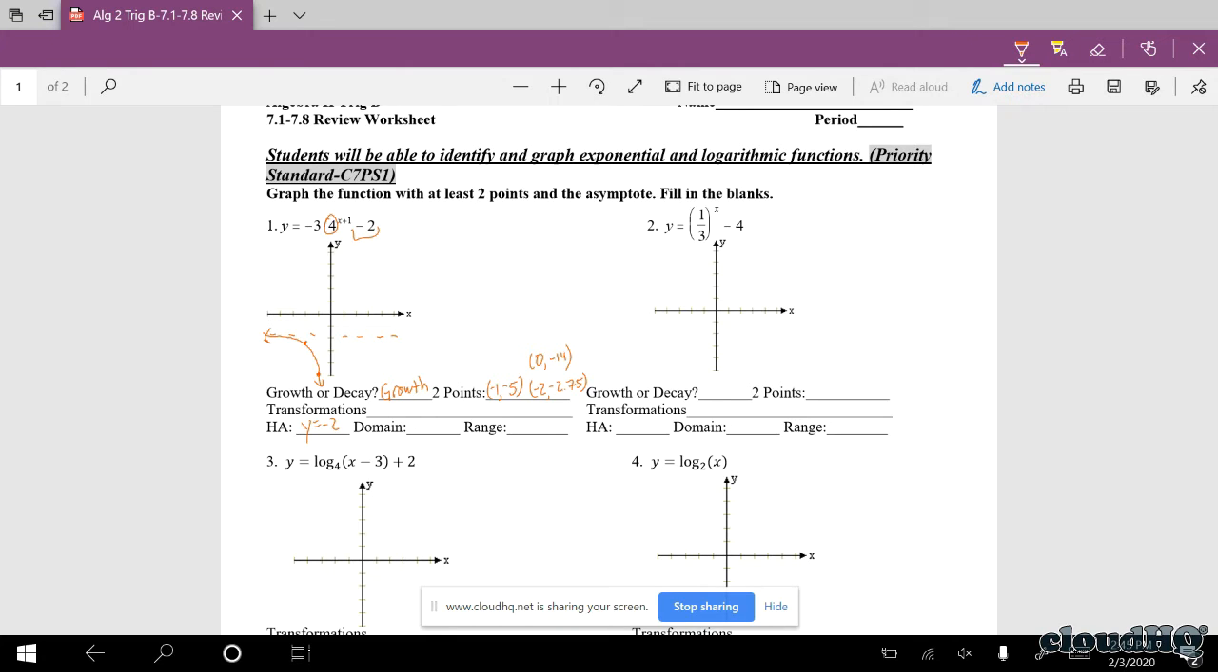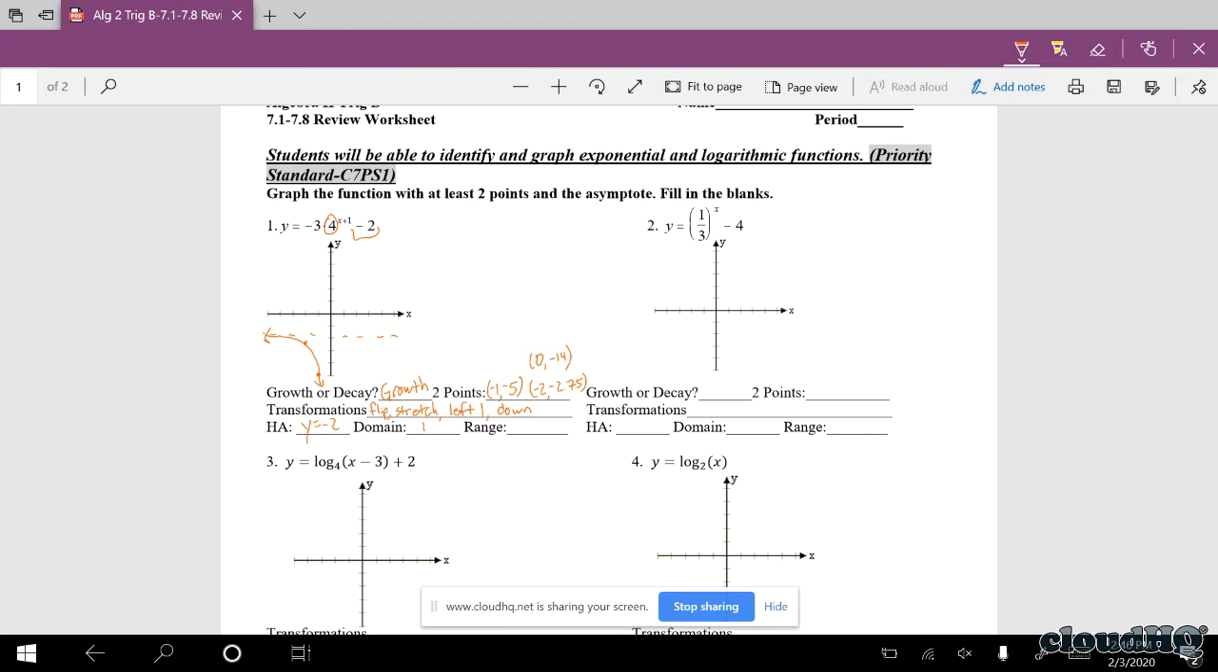So then for the transformations, that negative 3 in front, the negative makes it flip or reflect. The 3, it's bigger than 1, therefore it's stretched vertically. And then in the exponent, the x plus 1, we have to do the opposite of that. So negative 1, that's left 1. And then the negative 2 at the end shifts it down. Sorry, I said left, but didn't write how far left. It was left 1. Okay, then it was shifted down 2.